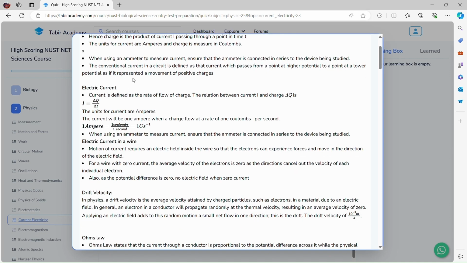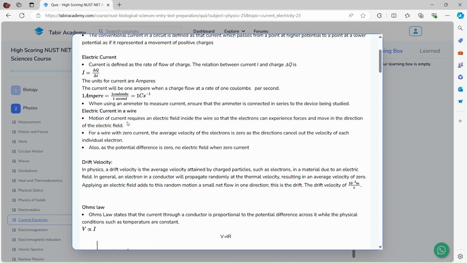Electric current. Current is defined as the rate of flow of charge. The relation between current and charge is I equals to Q over T. Current का unit है amperes. The current will be 1 ampere when a charge flows at a rate of 1 coulombs per second. 1 ampere equals to 1 coulombs over 1 second, which is equal to 1 coulombs per second. जब आप एमीटर यूज़ कर रहे हैं करंट मेजर करने के लिए, आपको इंश्योर करना है कि एमीटर सीरीज़ में कनेक्टेड है उस डिवाइस के जो स्टडी हो रही है.